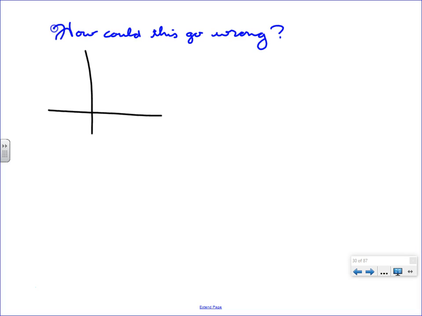Let's do this. Let's say, how could this go wrong? Okay. How could this go wrong? Let's say this is going to answer this question. Let's say we had something like, what kind of graph is this? Best guess.